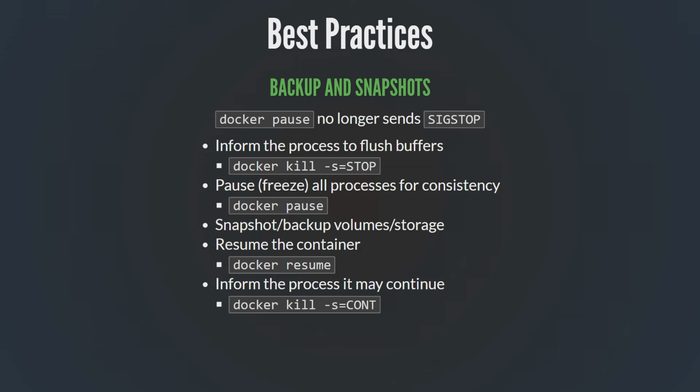And then provide your backup mechanism, whatever that may be. You can export a Docker volume, various things there. And then when you resume it, do the opposite: unfreeze the process, and then tell the process, hey, you can start back up again by issuing it a signal, CONT. And again, I keep stressing that these have to be well-behaved processes, because if they don't listen to these signals, the stop and the continue, they won't do anything with them.